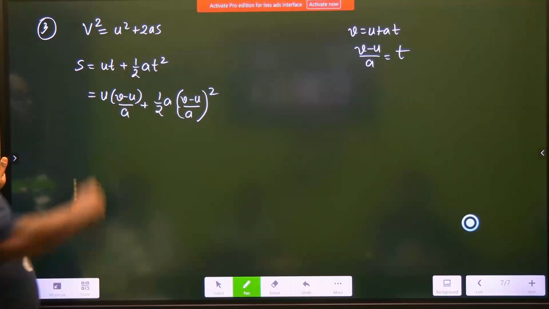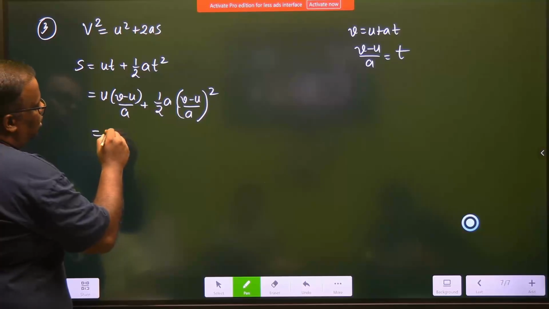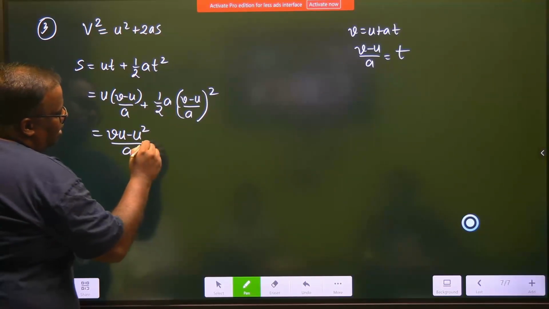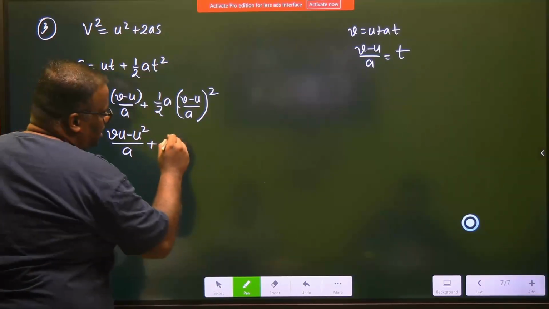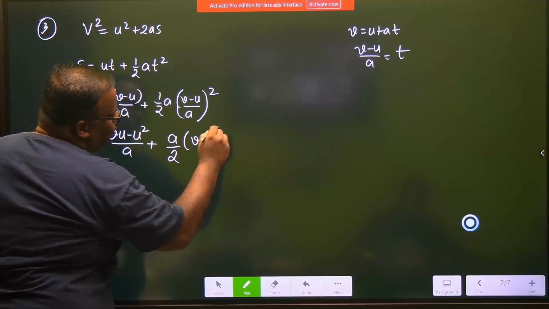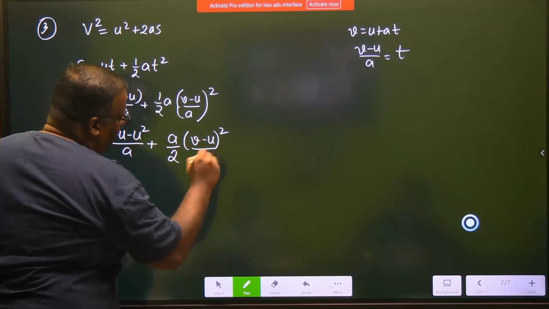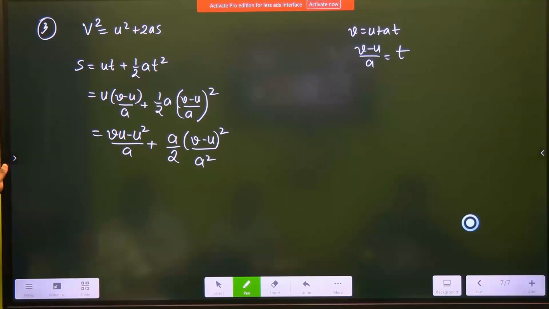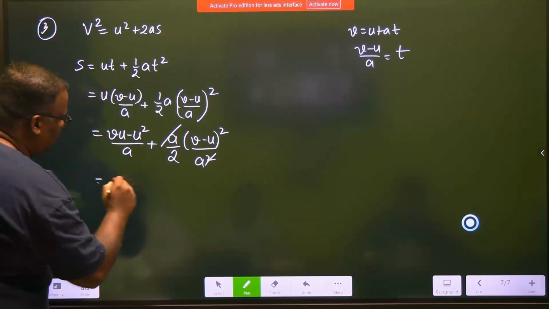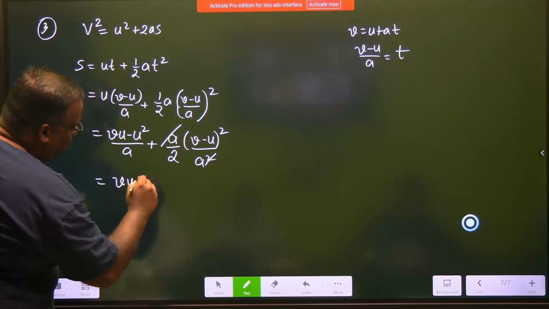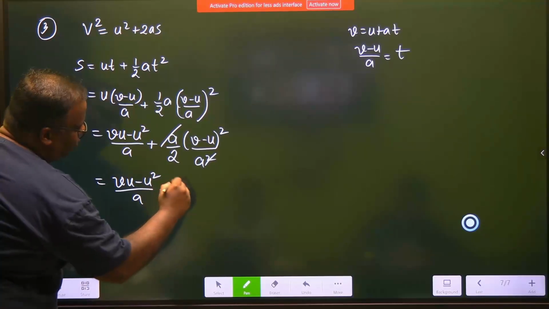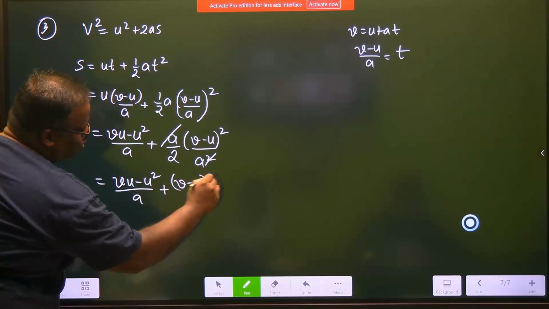Perfect. Let's do. So this becomes what? VU minus U square by A plus, here there is a little bit of stylish thing, A by 2 V minus U whole square divided by A square. Right? A cancels square. So further what do we get? VU minus U square upon A, and on this side what do we have? We have V minus U whole square by 2A.